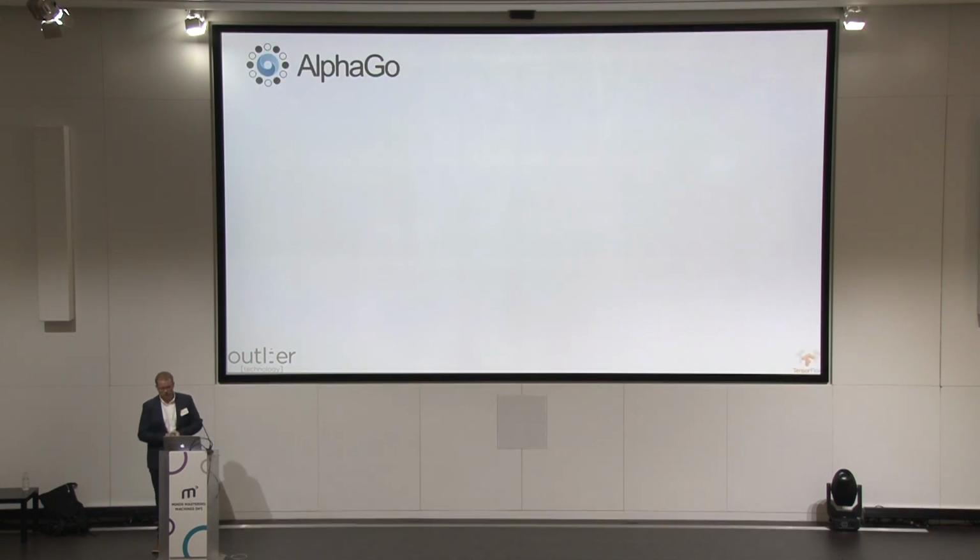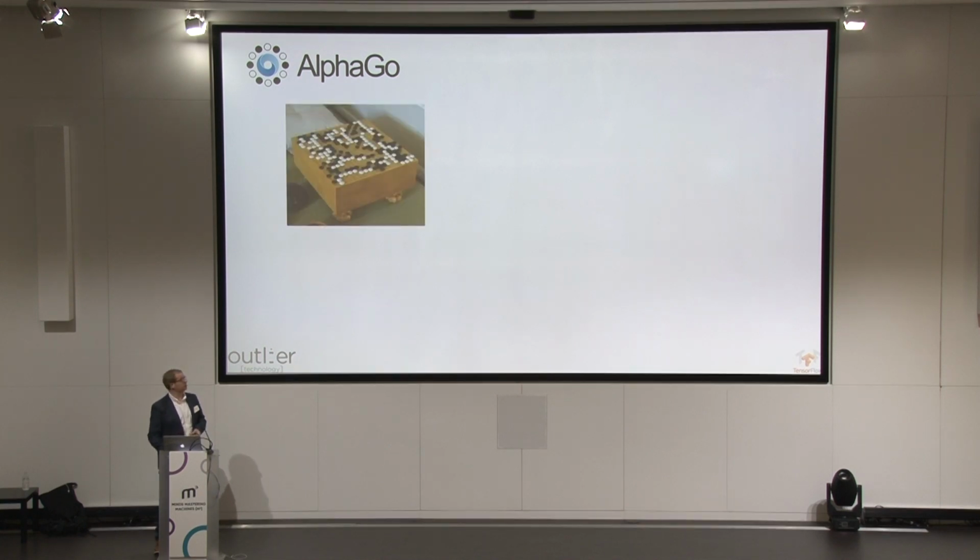So the first example we're going to look at is AlphaGo. And for anyone that's not aware, it's a project that attempted to build a machine learning system capable of playing the ancient game of Go.